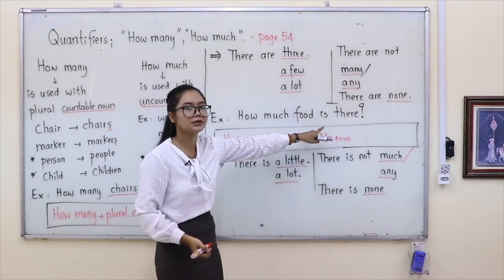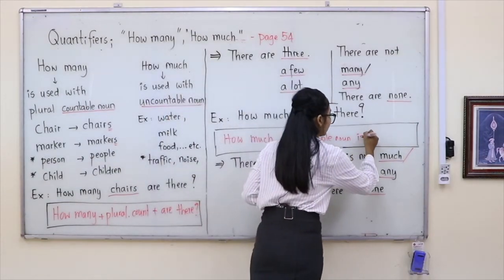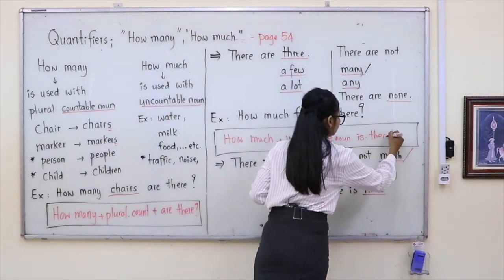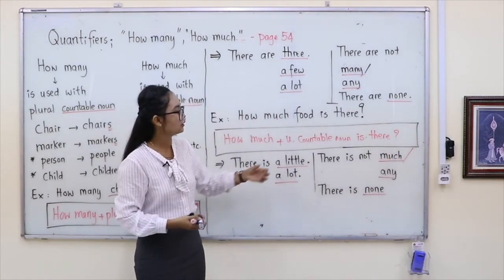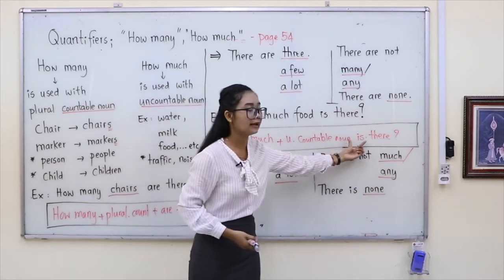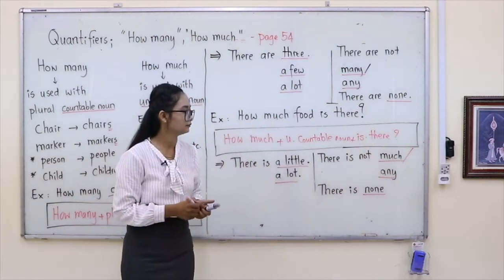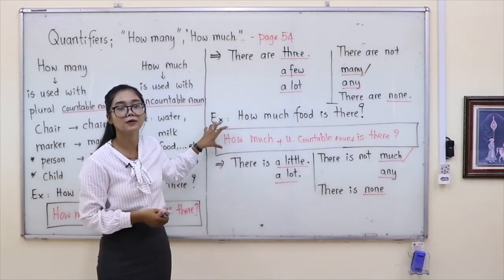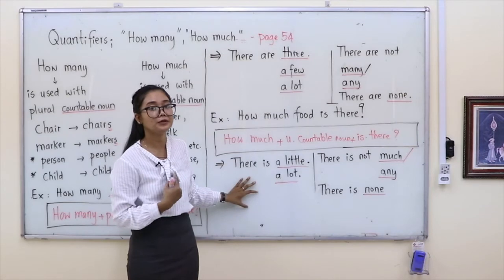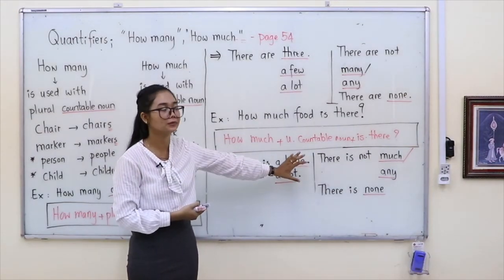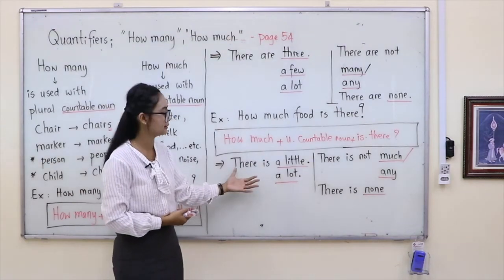And what do we use here? Remember to use "is there" with the uncountable noun. So we got how much with an uncountable noun and "is there". Now we got the question form. Let's go to the answer. Again, whenever we use how much with an uncountable noun, we're going to use "is there". So when you answer, there is.